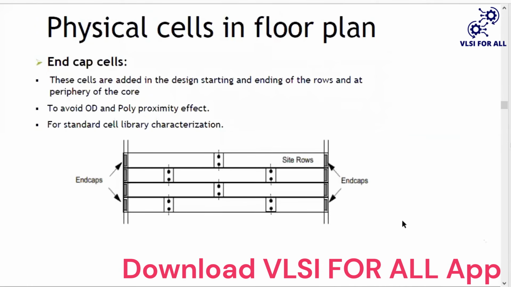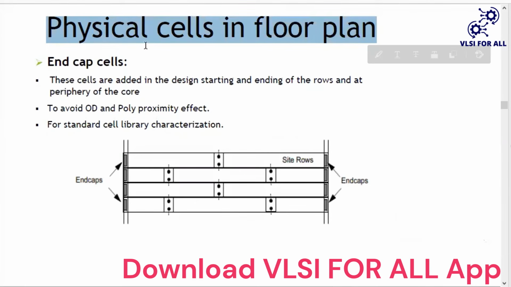Okay, next one, physical cells. Physical cell placement is in the floorplan stage only. What is the main use of these physical cells in the floorplan stage? Multiple physical cells are available, but what is the reason we are explaining? Physical cells will always be placed at the periphery of the design. All around the core area, the tool will place some cells.